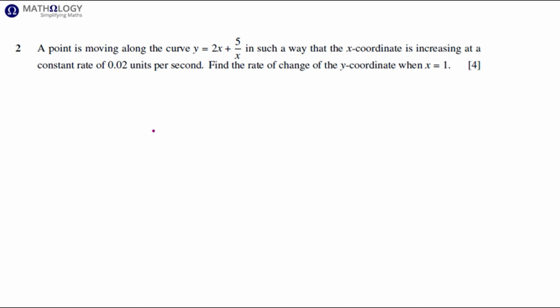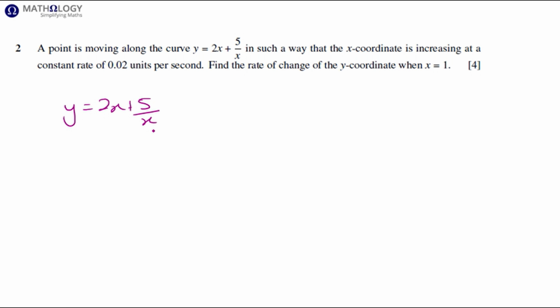The point is moving along the curve y equals 2x plus 5 over x in such a way that the x-coordinate is increasing at a constant rate of 0.02 units per second. We're required to find the rate of change of the y-coordinate when x equals 1. Okay, so we have a curve, y equals 2x plus 5 over x. We are told that the x-coordinate is increasing at a constant rate of 0.02 units per second.